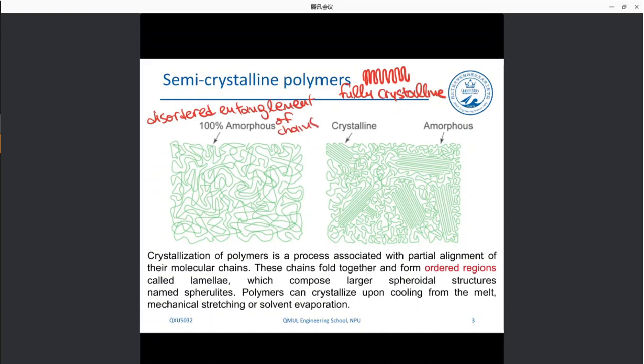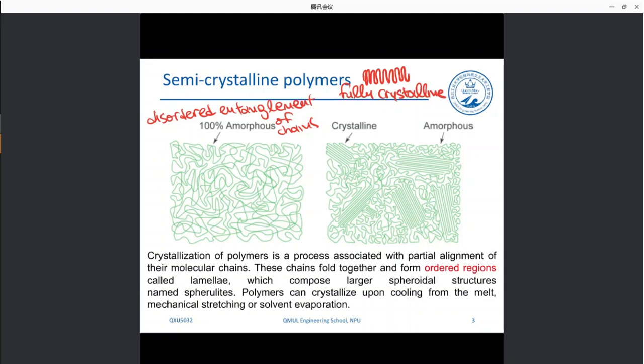Okay, so it's completely random, it's completely disordered, and it has completely different characteristics compared to a fully crystalline material. And a combination of the two, which is the most interesting in terms of behavior, is the semi-crystalline state, which comprises both amorphous and crystalline states in varying proportions, okay? And the varying proportions lead to different degrees of crystallinity.